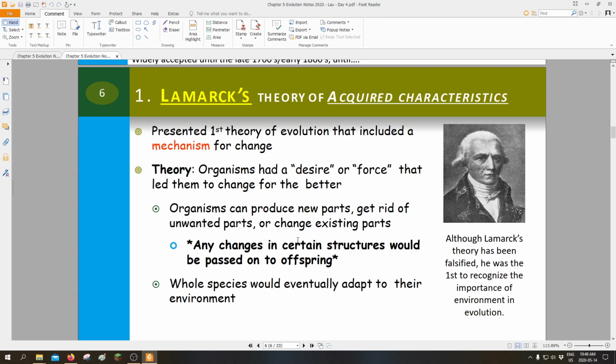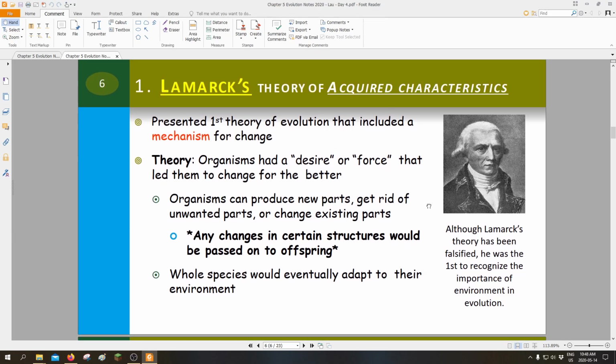His idea was that organisms had an internal desire or force inside themselves that made them want to change for the better. Think about maybe like you looking in the mirror and being like, ooh, I want to work out. That's my inner desire or force, and I want to change for the better. So what happens is these organisms, because of this desire or force, they can produce new parts, get rid of unwanted parts, or change their existing parts, okay?